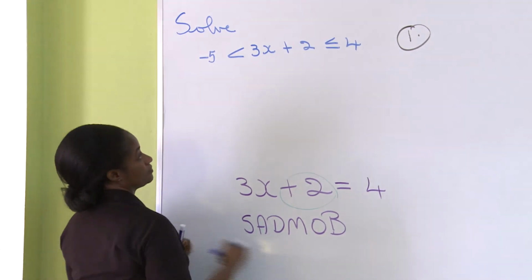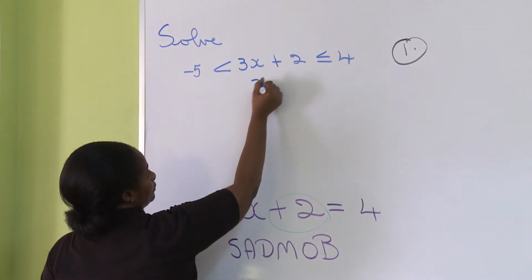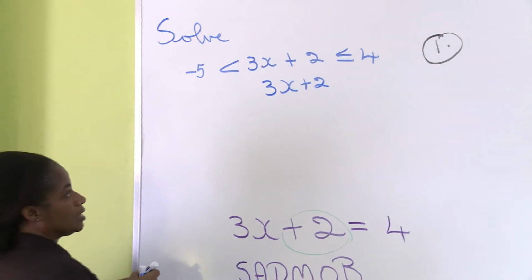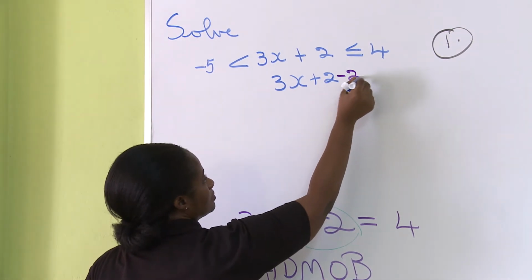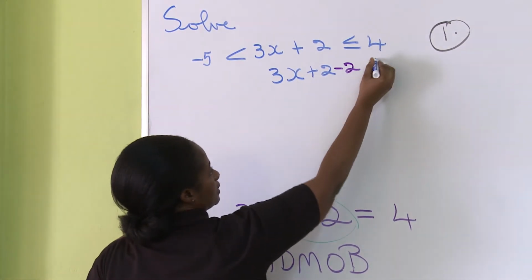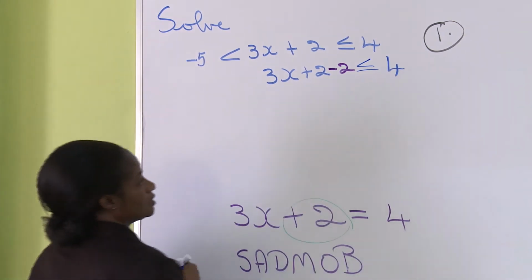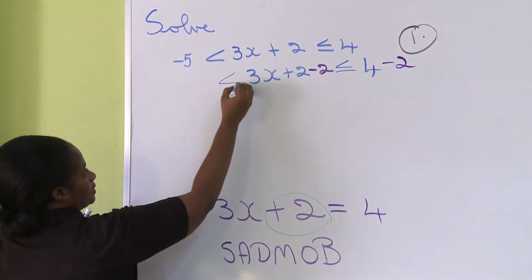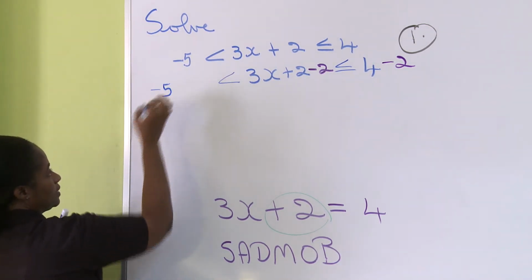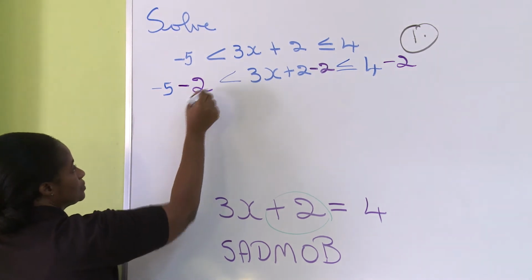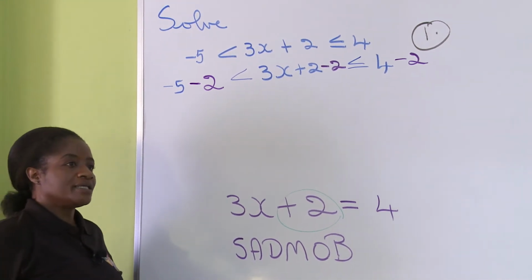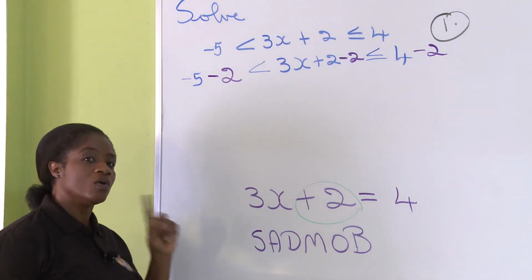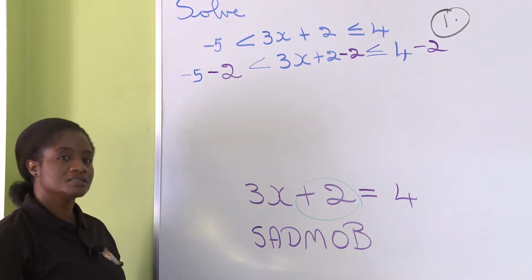So we have 3x plus 2. I am going to subtract 2. It's less than or equal to 4. I am going to subtract 2. It's greater than negative 5. I am going to subtract 2. So kindly observe that I subtracted 2 from each one of the three parts. Let us simplify.